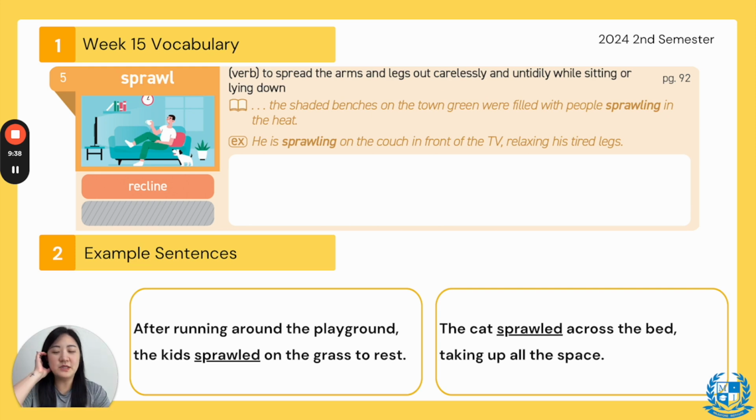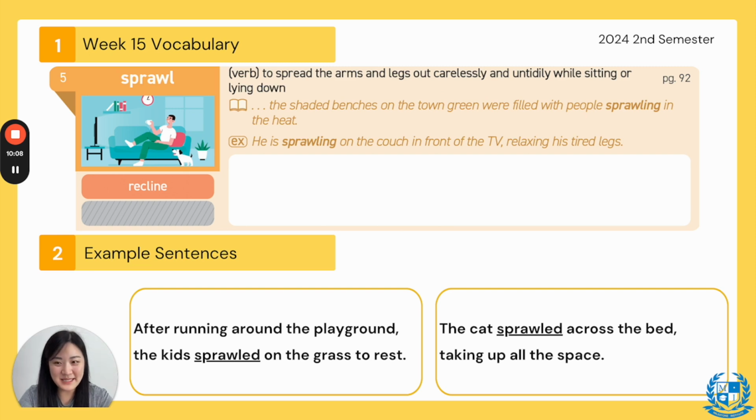So here I'm just sitting very properly in my chair, but if I were to sprawl, you can't really see it on the camera, but I'd be like going like this and kind of just laying lazily on the chair. Sprawl. In our book, it says, the shaded benches on the town green were filled with people sprawling in the heat. So as you can see in the picture above, this man is just sprawling. He's like on the sofa with one leg up, one leg down, just having some relaxation.